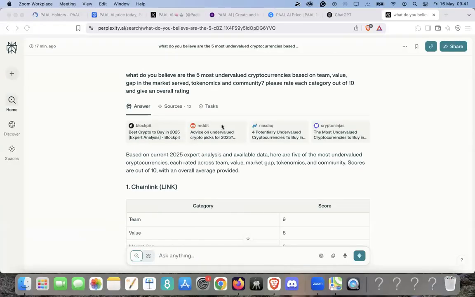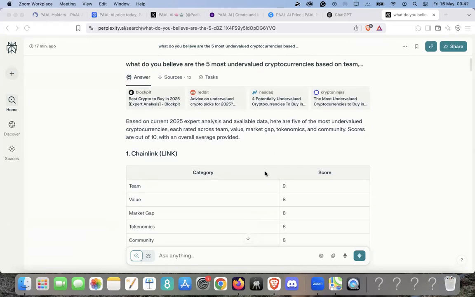I went to Perplexity AI today and I said, what do you believe the five most undervalued cryptocurrencies are based on team, value, gap in the market, tokenomics, and community? Please rate each category out of 10 and give an overall rating. So this is just a good idea of how you can use AI tools. Now, Perplexity is pretty good in some areas, I believe, not so much in others, especially with relation to cryptocurrency.